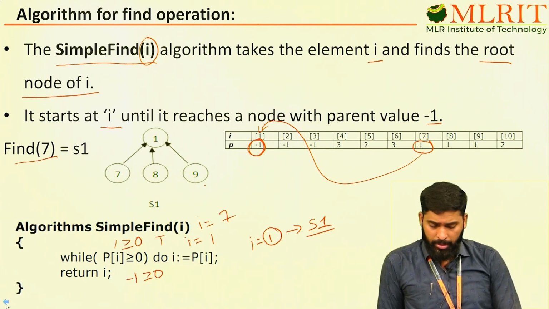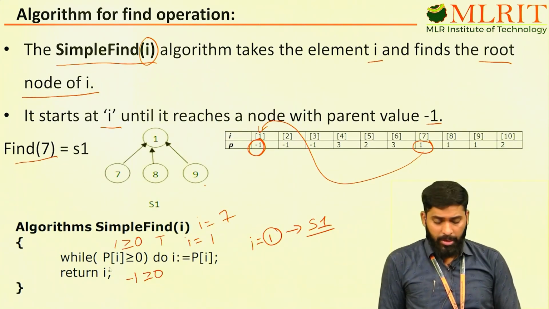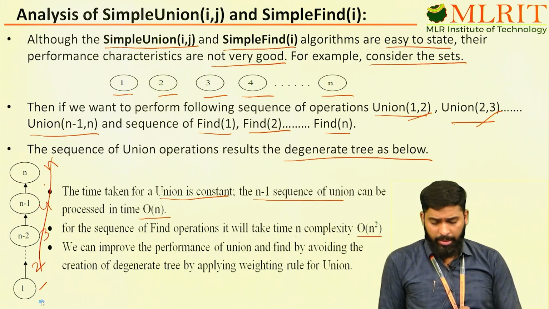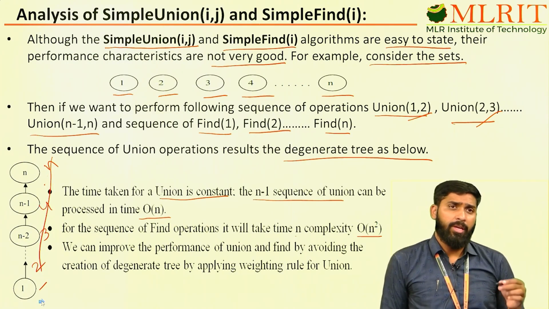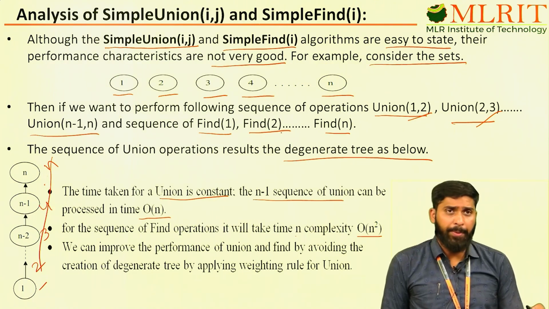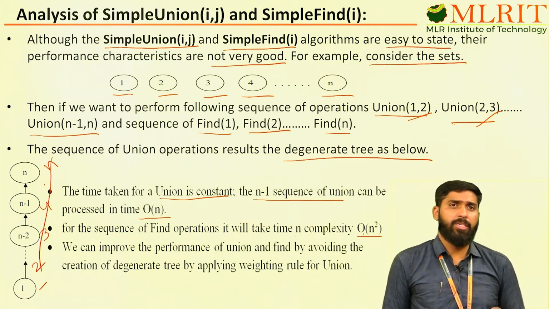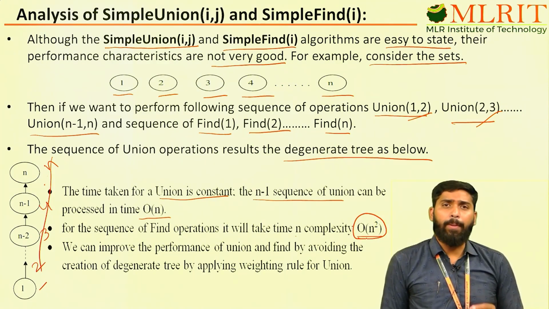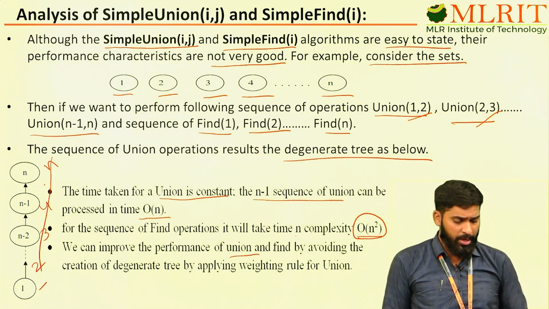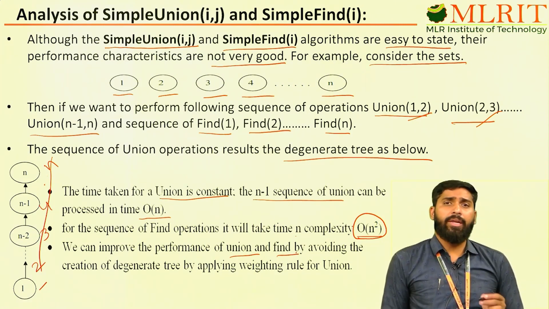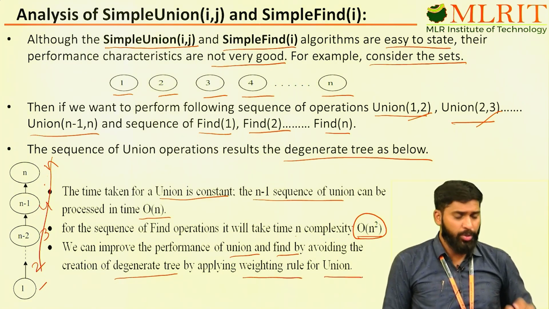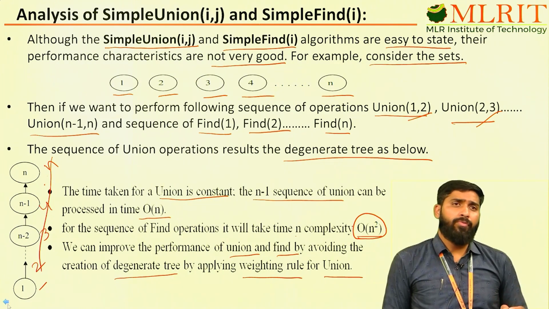How? This is the simple find algorithm. Here we process the while loop up to n elements, so the time complexity is big O of n. Here we are going to find 1 up to n, so the time complexity is big O of n square. Now we can improve the performance of union and find by avoiding the creation of degenerate trees, by applying the weighting rule for union and the collapsing rule for find.